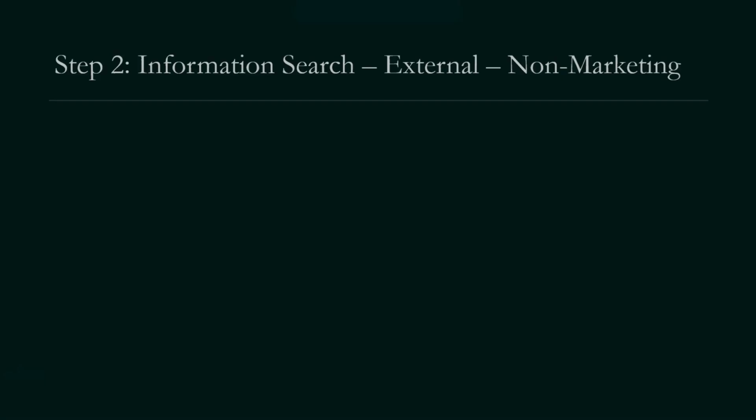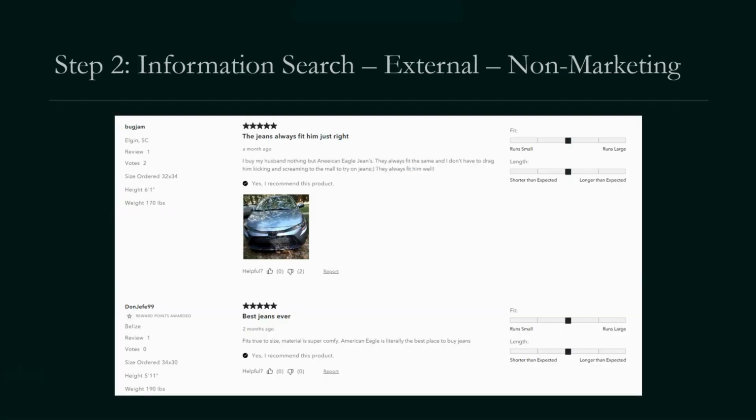I may ask my friends what their favorite brand of jeans are. I may also search for customer reviews for the specific product. I want to see what customers who purchased a specific pair of jeans have to say. In a non-marketing controlled search, the information is non-biased. The people providing opinions don't have any stake in the company or the product. They are giving me their own personal experience.